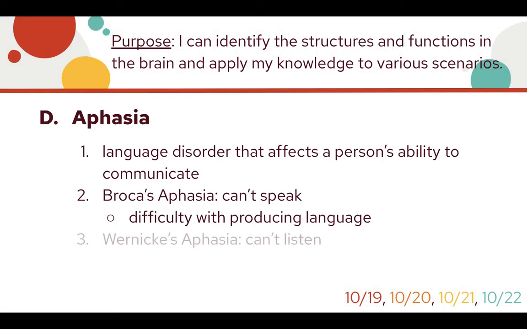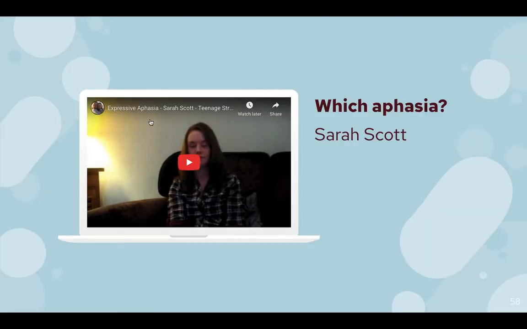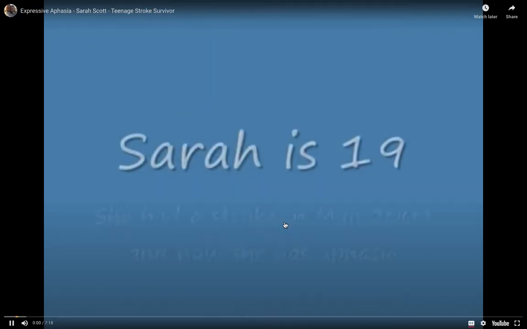I'm going to skip this and come back to this. So here is an example of expressive aphasia. So for Sarah Scott, who is 19, not a typical person who has a stroke. So she had a stroke, and she has Broca's aphasia.